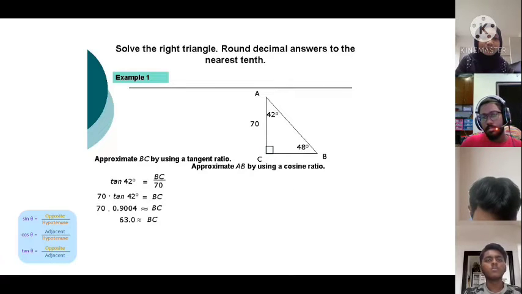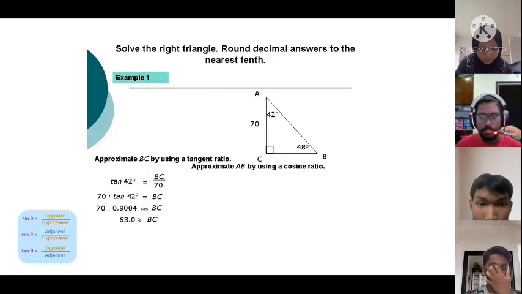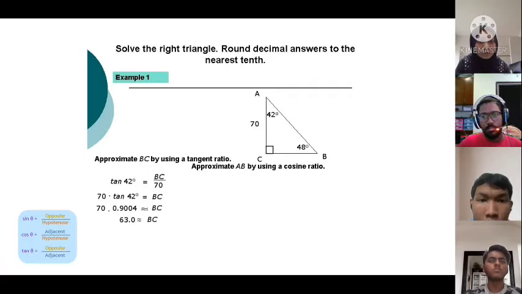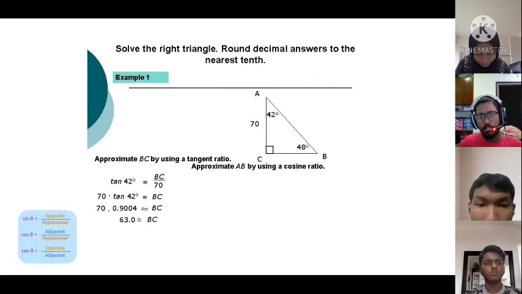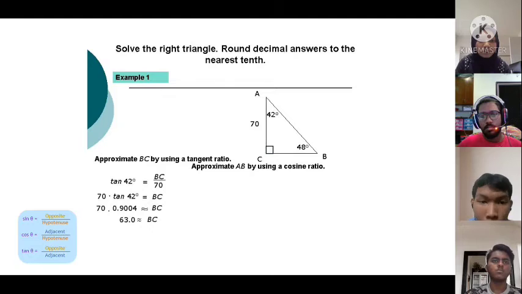Kita letakkan di belah kiri sama dengan BC bahagi 70. Dan 70 yang belah bawah tu kita gerakkan ke kiri, dia akan jadi 70 tan 42 sama dengan BC. After that, 70 tan 42 kita tekan kalkulator, kita akan dapat 63.0 sama dengan BC.